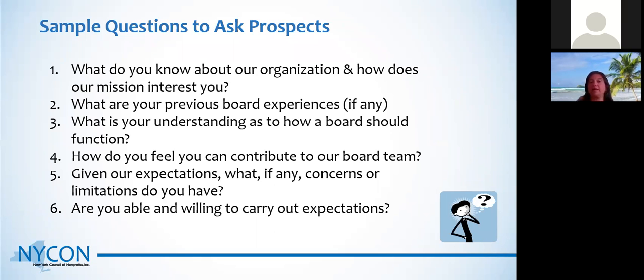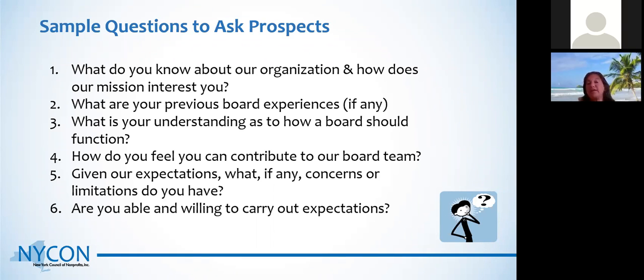What were they like? Having previous board experience isn't necessarily good or bad, right? Some board experiences are very different than others. Some are very much governance only, some are very mixed, some are very formal, some are very informal, but it's important to understand what those experiences were and what their expectations are about how boards run, so that you can clarify and make sure that you're on the same page.